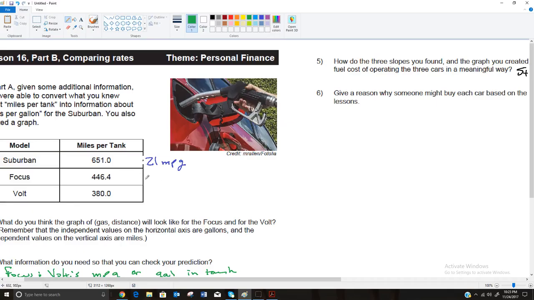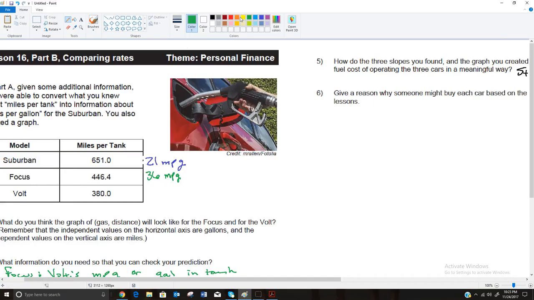The Focus, with its 36 miles per gallon, is kind of an in-between. It's going to carry more passengers than the Volt. A Volt is smaller than a Focus. It's still going to get a decent miles per tank and a decent miles per gallon, but it's going to have some more space inside.